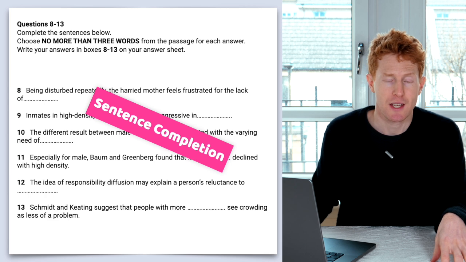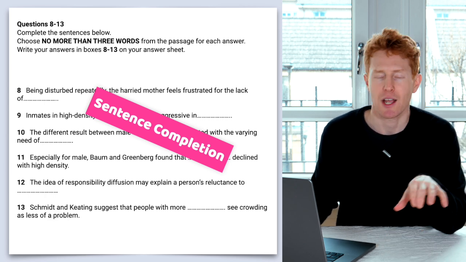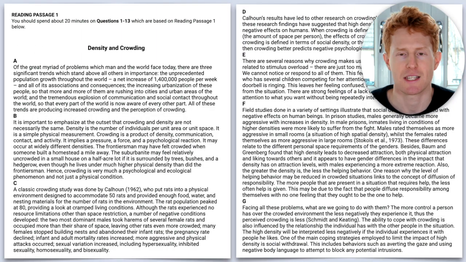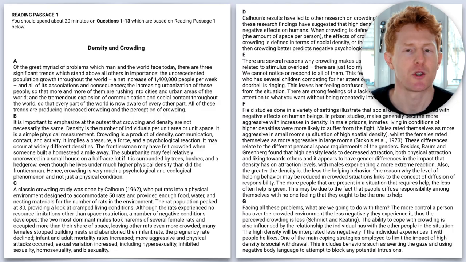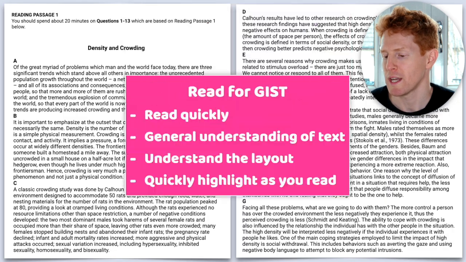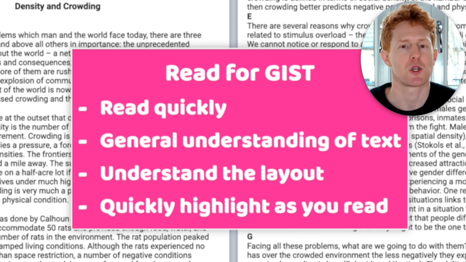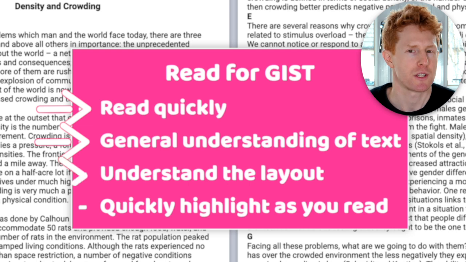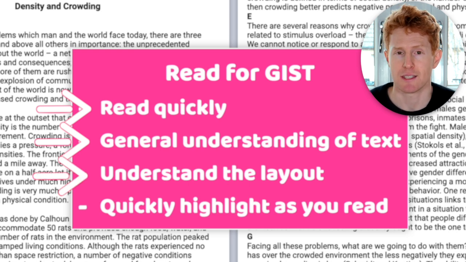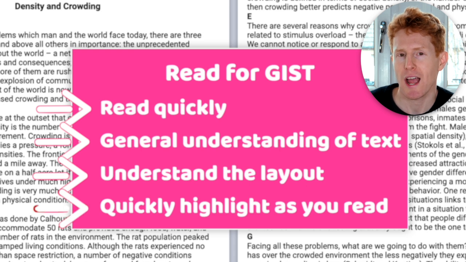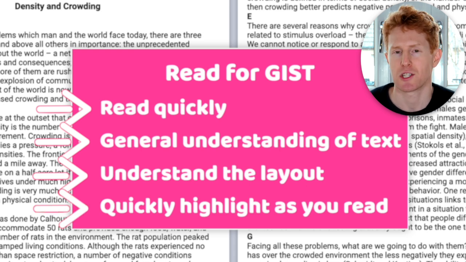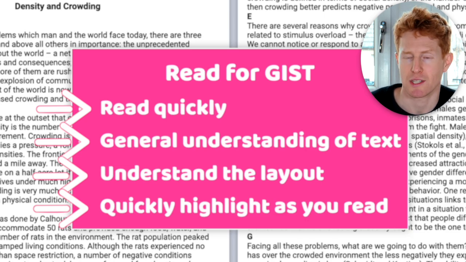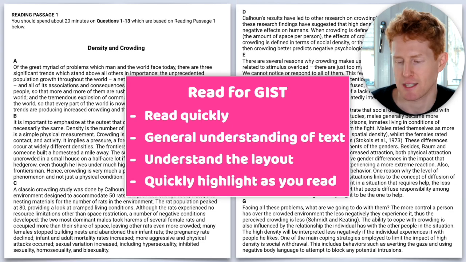So in your IELTS reading test, what you would do is glance at the question, acknowledge that you've got a sentence completion question, but first you're going to look at the text. Now you're going to read it, and you're going to read for gist, which means you're going to read quickly. You're going to get a general understanding of the text, a general understanding of the layout, so where everything is, and then you're going to quickly highlight as you read. So this is going to help you focus in on the text and possibly answer some of the questions later on. So let's do that together.